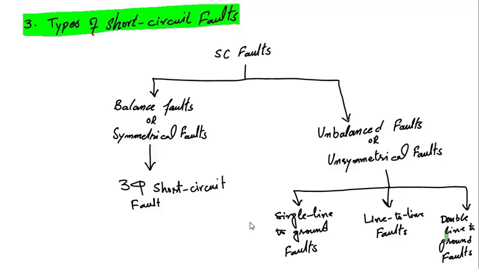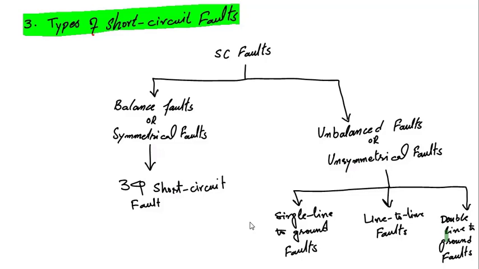Probability wise, statistically, the single line to ground fault is the most probable fault, and line to line fault is the least probable fault, a rare fault. The reason is that whenever a line to line fault occurs, almost in all cases ground gets involved, so that becomes a double line to ground fault. In rare cases it happens that only two phases are involved without involving the ground.